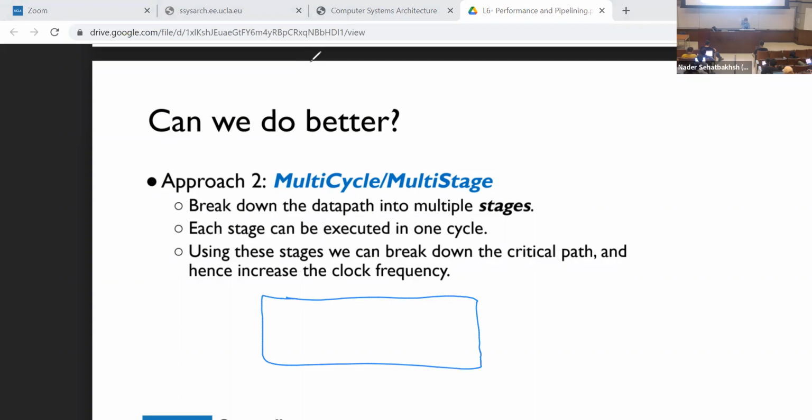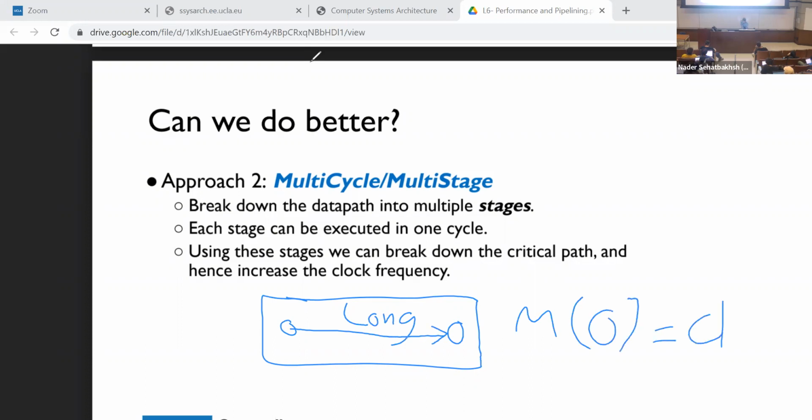Instead of thinking about this entire data path, starting from the PC all the way to the write back, and measuring this time and finding the longest path, and saying the max of this would be my clock cycle, what I would do is break this down into stages. And I'll say, okay, I measured this time, this time, this time, this time. And the max of these 4 would be my clock cycle.